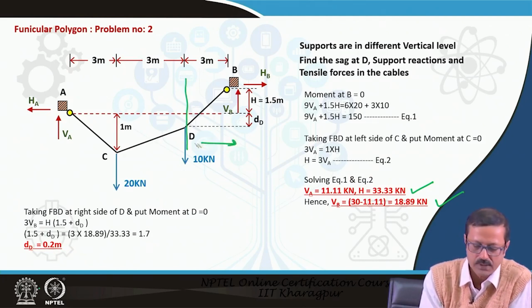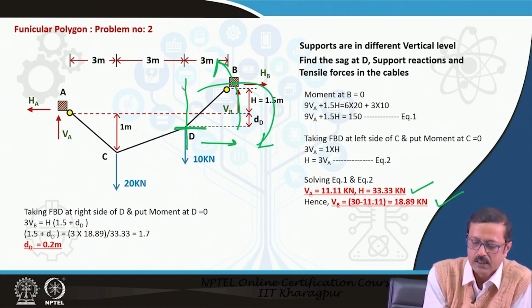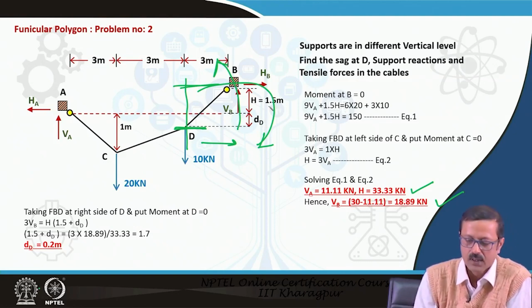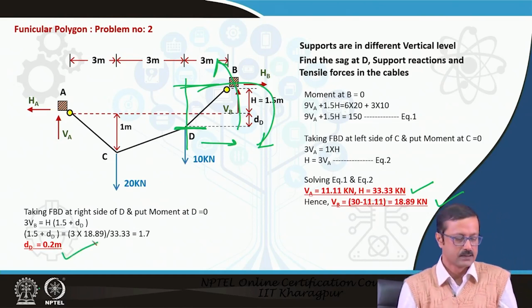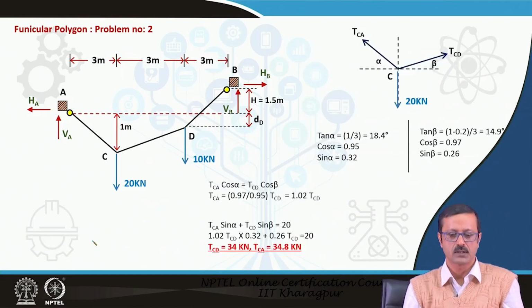So for DC, you see, that's thrice into VB. This moment must be equal to the moment generated by H into 1.5 plus DC. Why 1.5 plus DC? Because from point D, this H is separated at a distance of dd plus 1.5. Out of that 1.5 is known, so I can easily find out the dd as 0.2 meter.